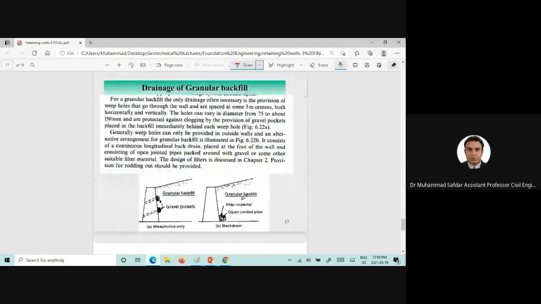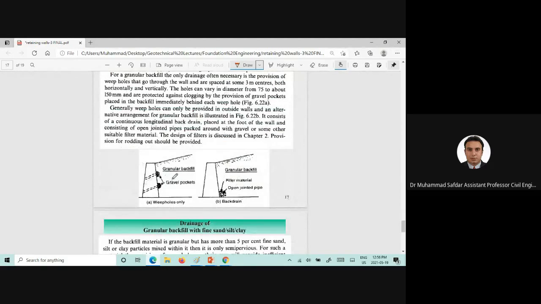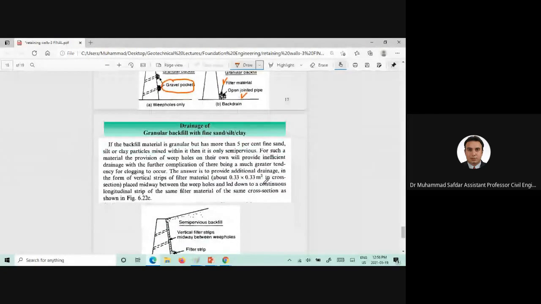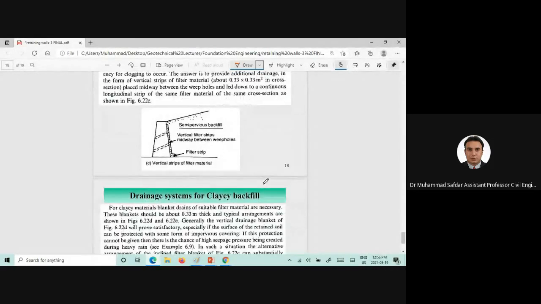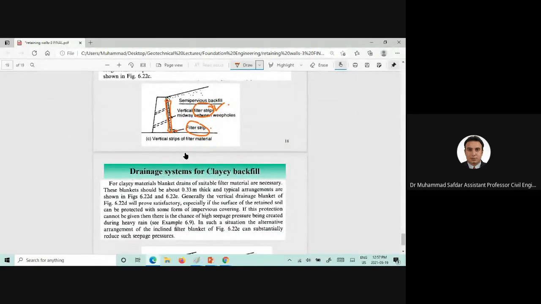We need to also provide a few gravel pockets just to avoid the clogging or the blocking of those weep holes. Granular backfill is provided. Filter materials or open jointed pipes can also be provided to enhance the seepage or the flow of the water, or the excess water pressure dissipation. Filters or filter strips can also be provided. Here you can see inclined filter strips can be provided, or the filter strip can also be provided at the heel of the retaining wall.